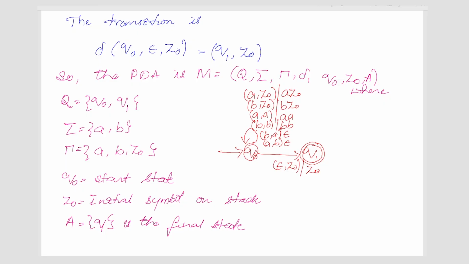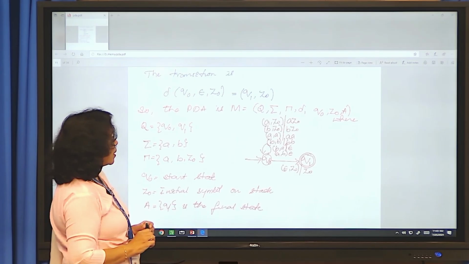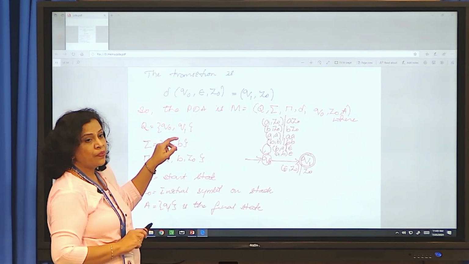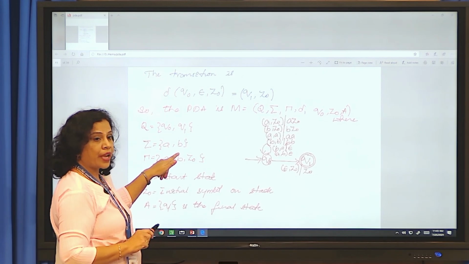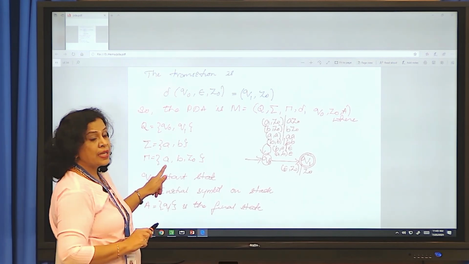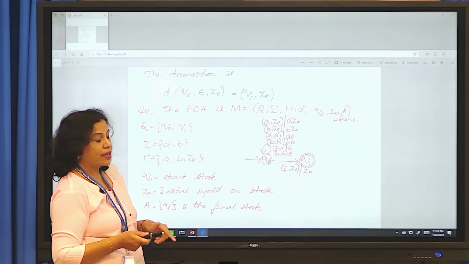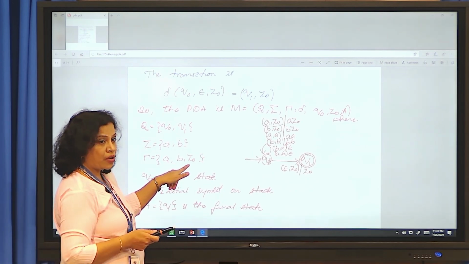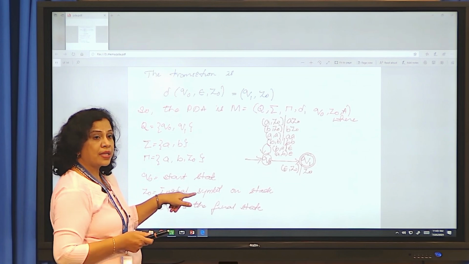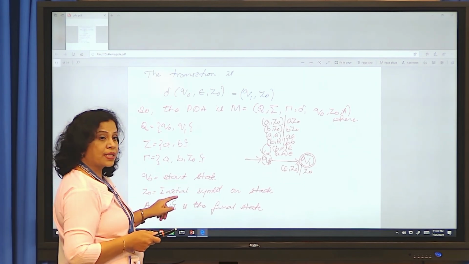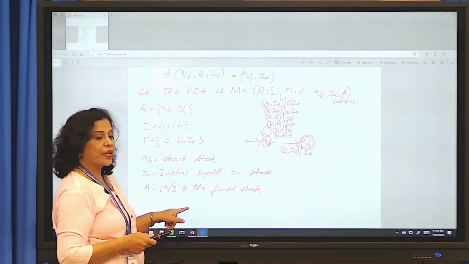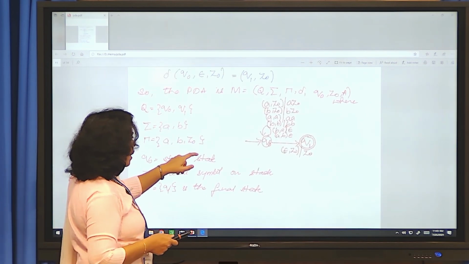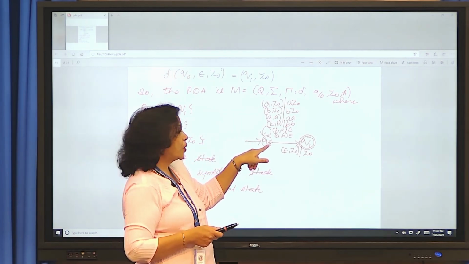So the PDA is M equals Q, sigma, tau, delta, Q0, Z0, A, where Q equals only two states, Q0 comma Q1, sigma equal to A comma B. Tau is both A and B will get into the stack, that is why A comma B comma Z0. Q0 is the start state, Z0 is the initial symbol on stack, and A, which is equal to Q1, that is the final state. And all the transitions are from Q0 to Q0.